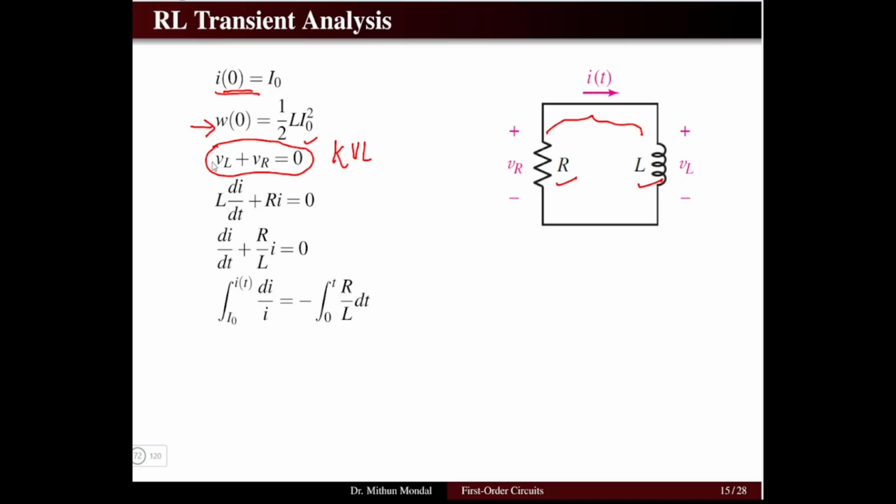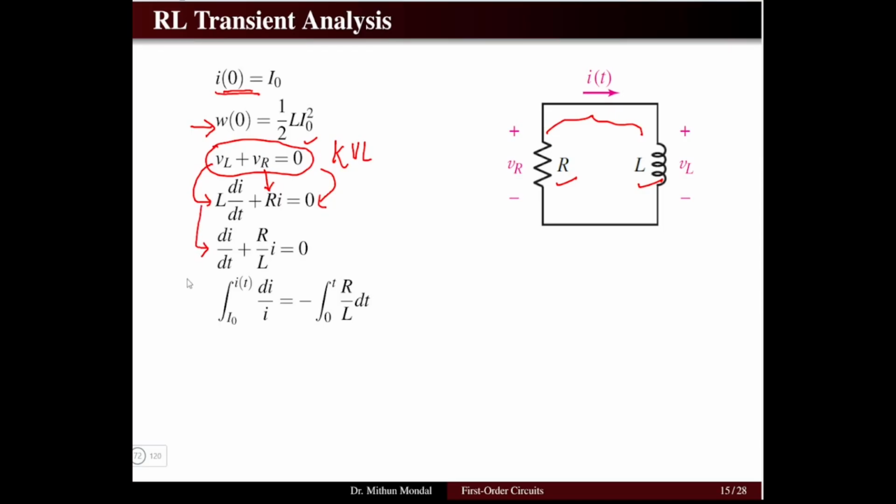We have also seen in the lecture on the inductor that the voltage across an inductor is L di by dt. Whereas from Ohm's law, we know that VR is equal to I into R. It means this KVL equation we can modify and write in the form of a differential equation. However, the equation will be further modified to give it the standard form.